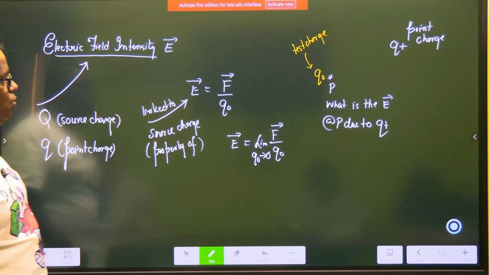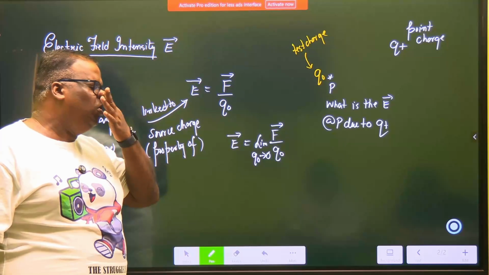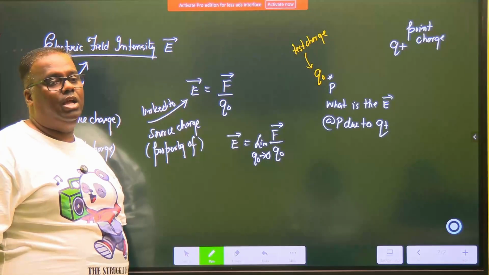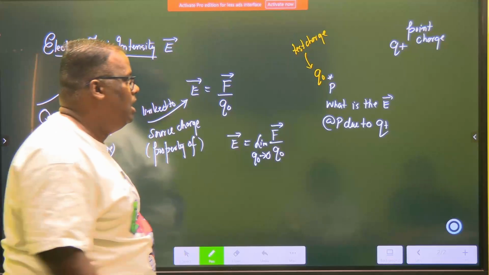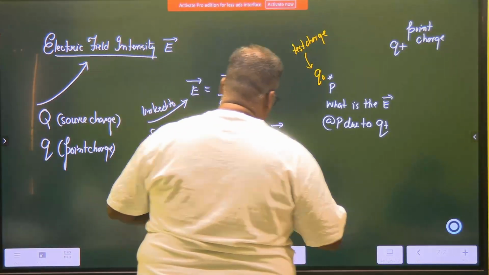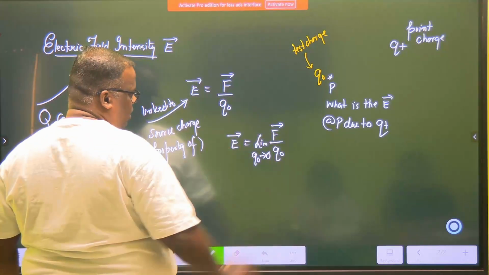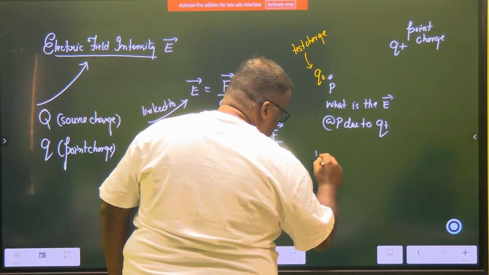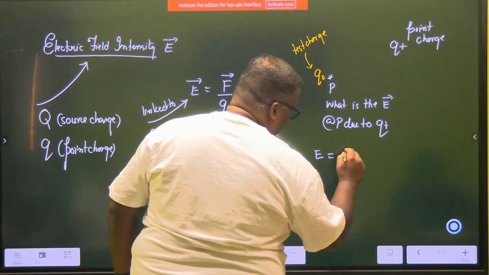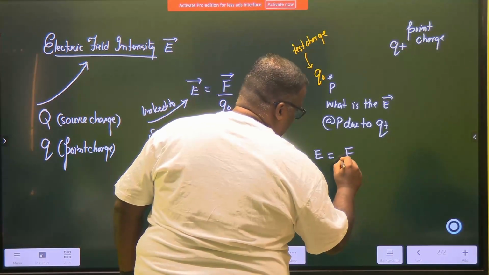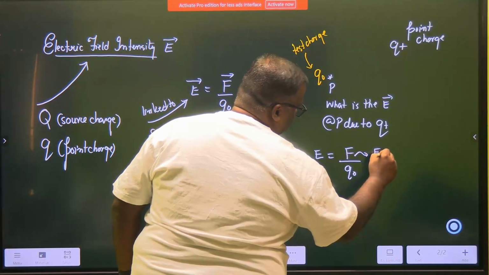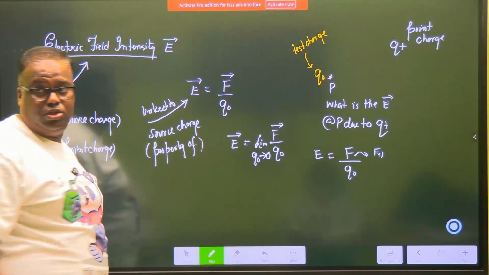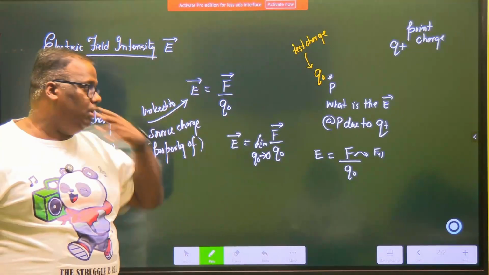So let us assume that Q naught and Q are actually in free space or vacuum. Okay. In that case, now this is electric field as a vector quantity. So if you want to find out the magnitude of the electric field, the magnitude of electric field will be given by F divided by Q naught. And what is this F? This F is nothing but the electric force which is felt by Q naught, which is given by Coulomb's law that you have already studied.